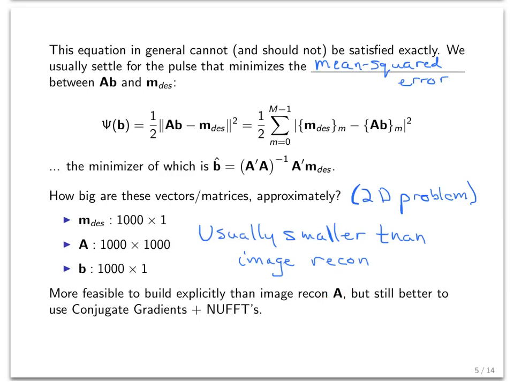Even though we can usually build these matrices explicitly in MATLAB or wherever, it's still usually better to use an iterative solver like conjugate gradients, and then NUFFTs to evaluate products with A and A transpose. In the example that I'm going to show today of spiral pulse design, we're going to actually build it explicitly because I intentionally made it a fairly small problem. But in practice, usually what you'll do is use conjugate gradients and NUFFTs.